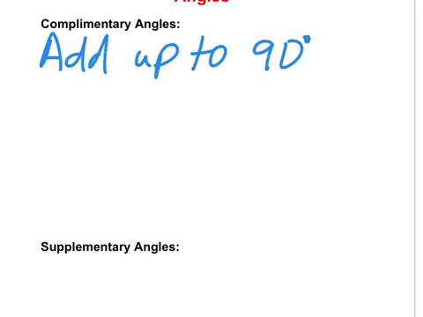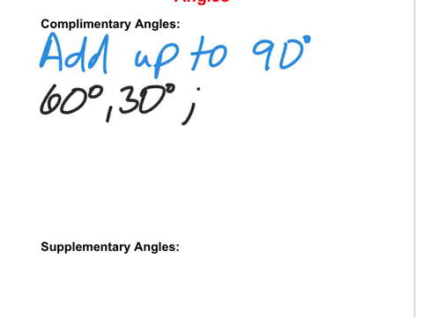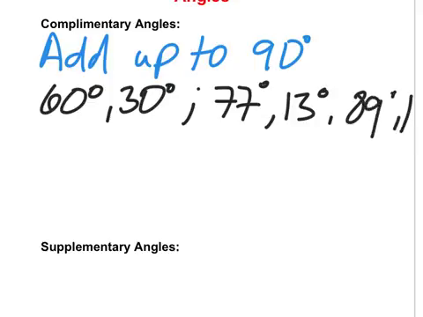Next, complementary and supplementary angles. Complementary angles are angles that add up to 90 degrees. Okay? For example, you could say that a 60-degree angle and a 30-degree angle are complementary to each other. 77 degrees, 13 degrees. They would be complementary because they add up to 90. 89 and 1. They're complementary. They add up to 90.